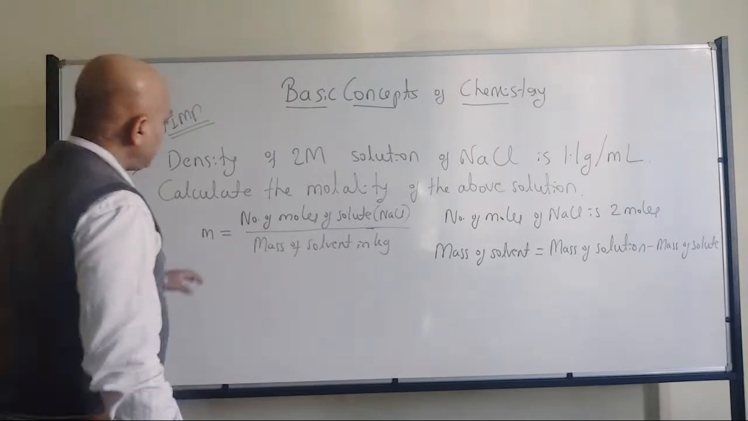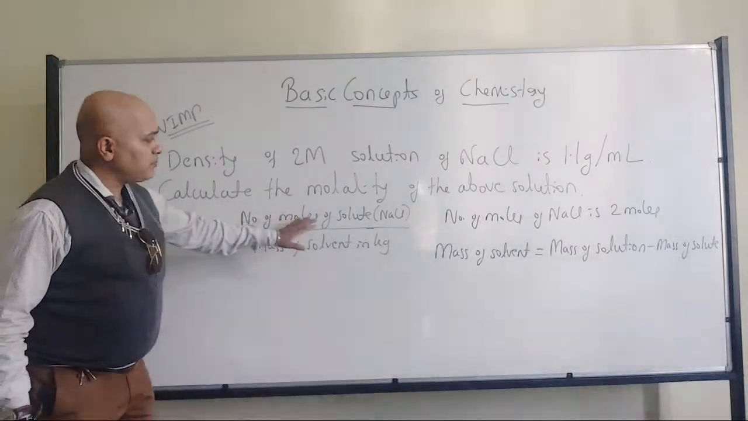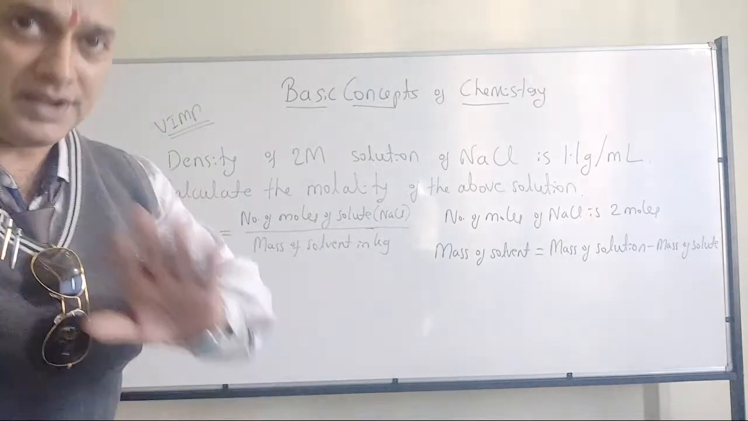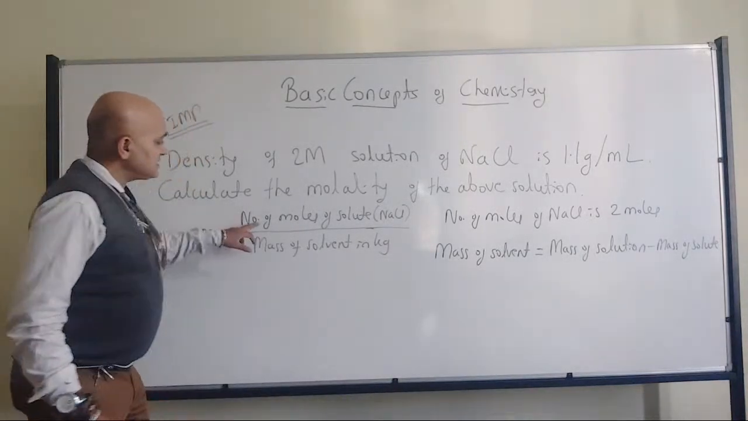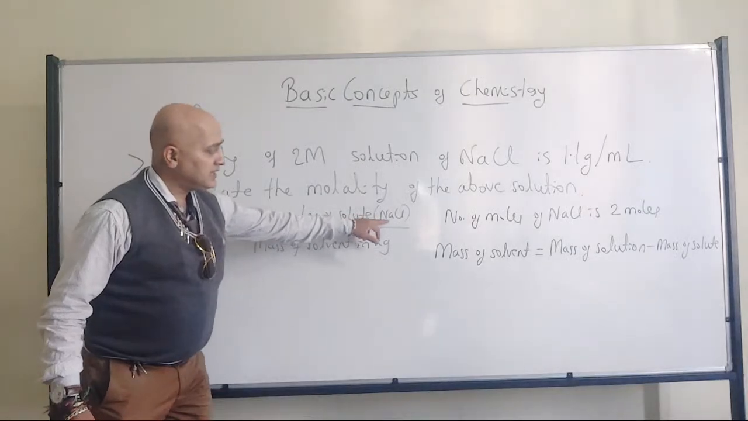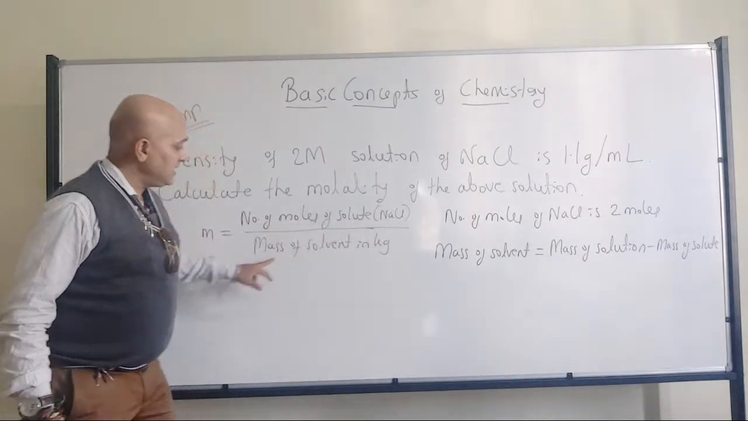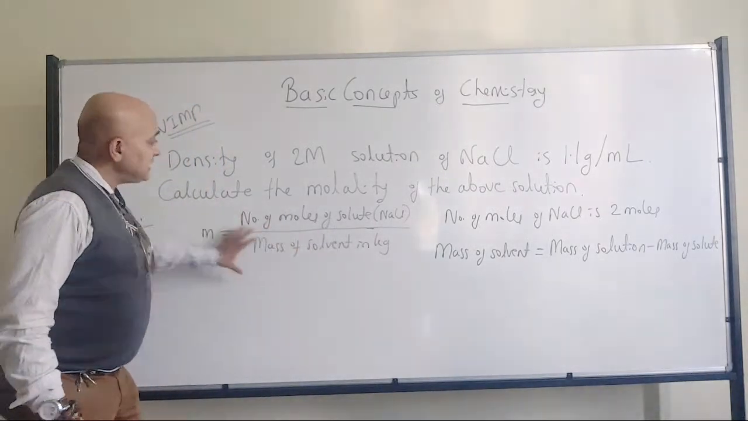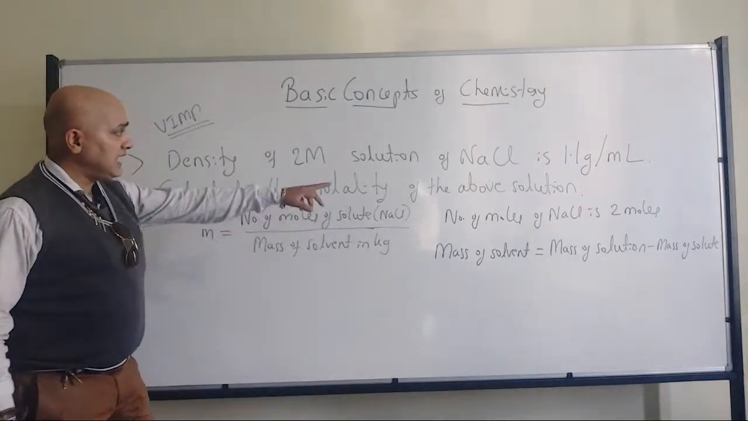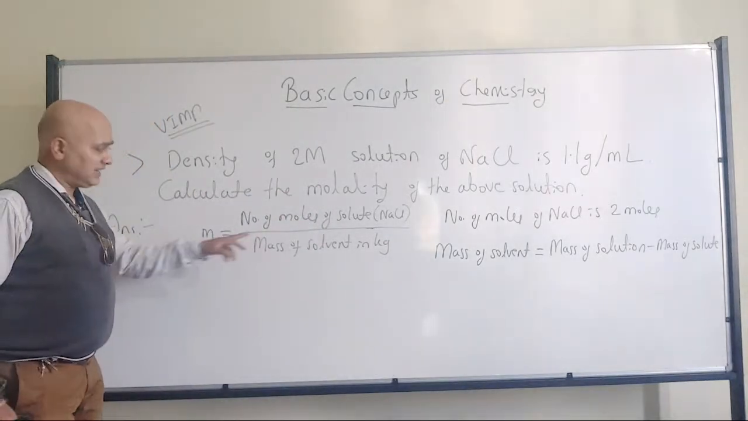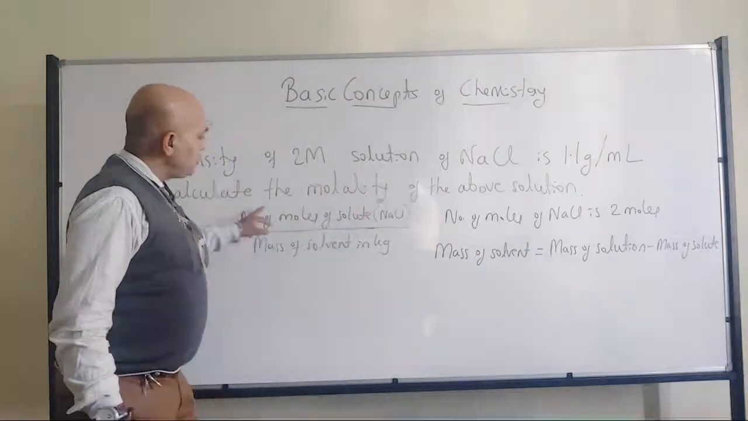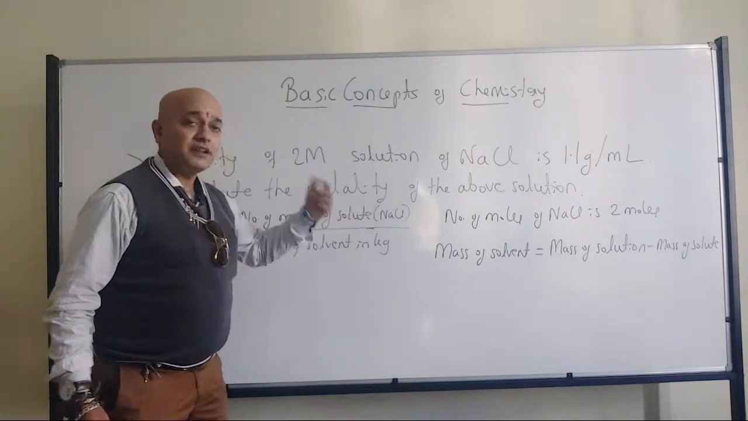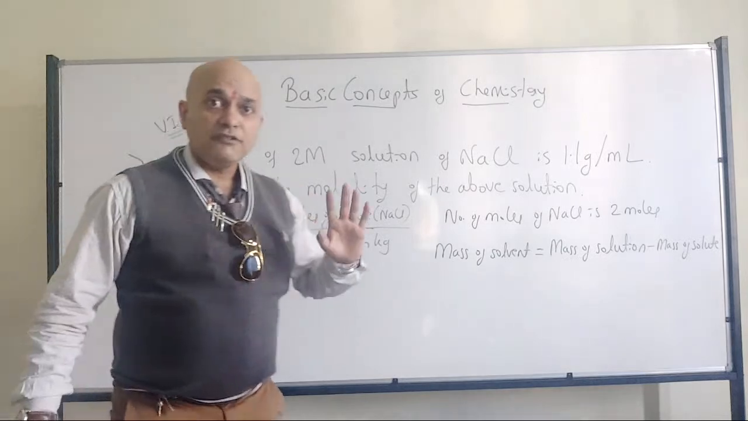So what I mean to tell you is, molality is nothing but number of moles of solute, in this case NaCl, divided by mass of solvent in kg. All of you will agree? So this is the equation, and we have to calculate the molality. That's why I am writing the molality equation. Now, do we know the numerator, the number of moles of solute, NaCl? Yes, we know that.